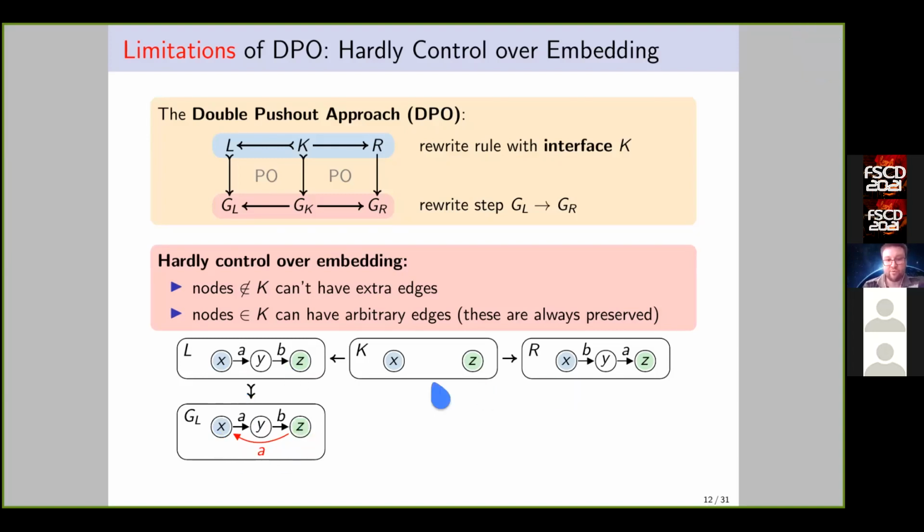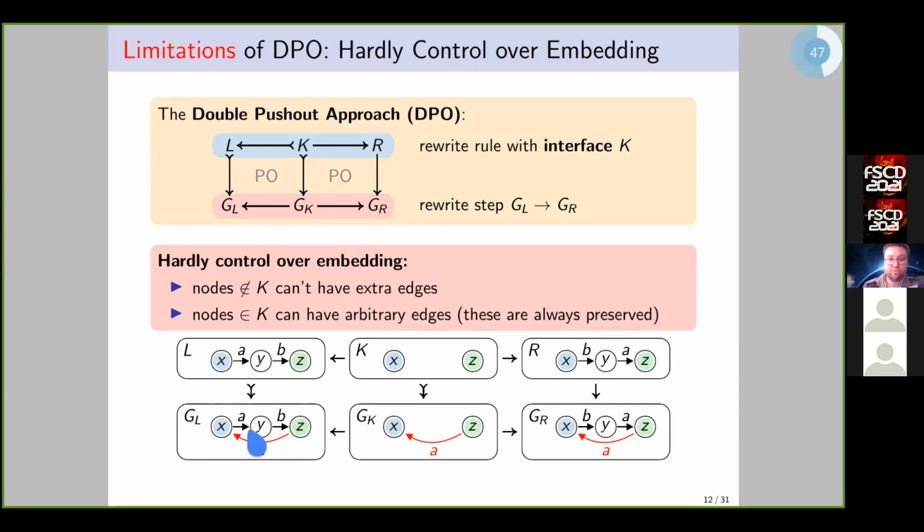So this rewrite rule actually simulates a string rewrite system: AB rewrites to BA. As a string rewrite system, this is terminating. But in DPO, this is no longer terminating because we can apply this rule on a cycle. And DPO does not have any means to prevent such an application. So DPO cannot control the embedding of the rule in the host graph, or has only very weak control over the embedding in the host graph.